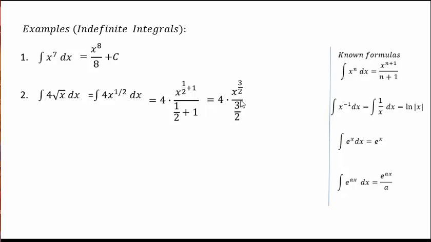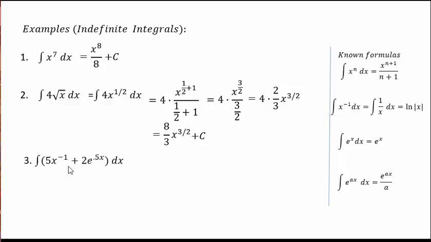We're left with 4 times x to the 3 over 2 divided by 3 over 2. And we can simplify this by taking the reciprocal of the denominator and multiplying it by the numerator. And lastly, we multiply 4 and 2 to get 8 over 3 x to the 3 over 2. Let's look at another example.